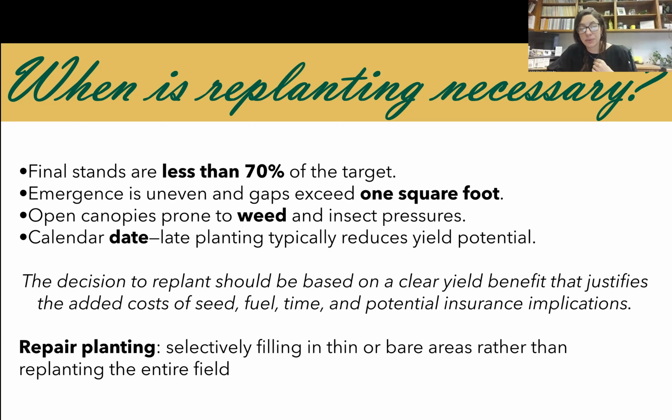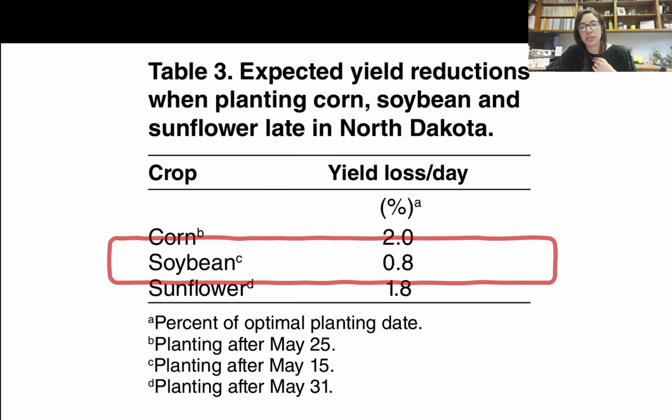That's the truth. And something that you might consider also is repair planting, that is just selecting part of your field that you think has some kind of issue, and just replanting that part. You don't need to go through the whole field. Saying that, now we are going to move to North Dakota.